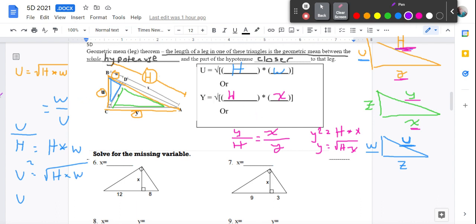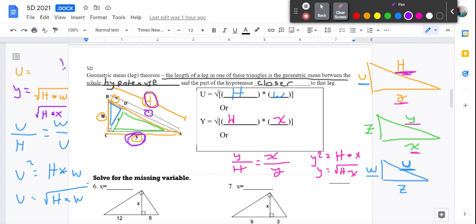If we're looking for Y, which is this leg down here, we're going to use the whole hypotenuse and the part that's closest to it, which is X. So Y is going to be the geometric mean of H and X. And we sort of did these fractions over here already to sort of prove that. And those fractions generate this rule a little bit right here.